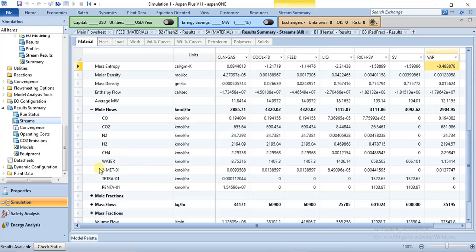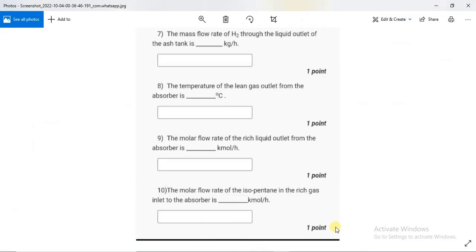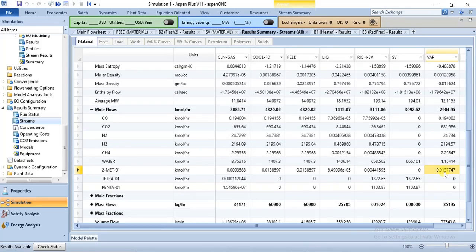Isopentane is 2-methylbutane, right? That is isopentane. In kilomole per hour, we have 0.0137747, right? That is the answer for this particular question. The molar flow rate of isopentane. That's it. So you have 0.137747. Yeah, that's the answer. There you go. So that's the last question from here.